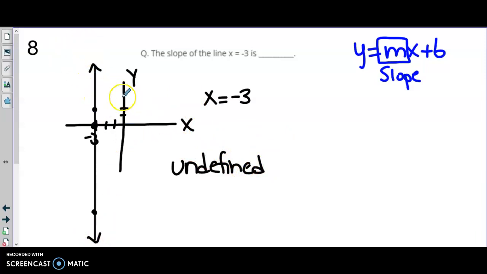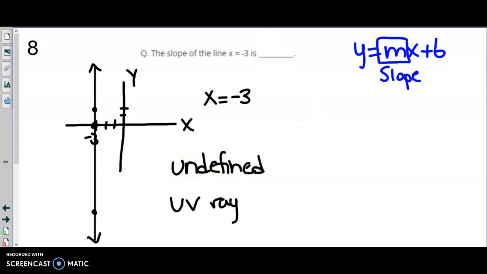And the other way that we thought about it, Miss Nash told us that if it's vertical, you can think of it as UV rays. The U stands for undefined, the V stands for vertical. So if you have a vertical line, it is undefined.